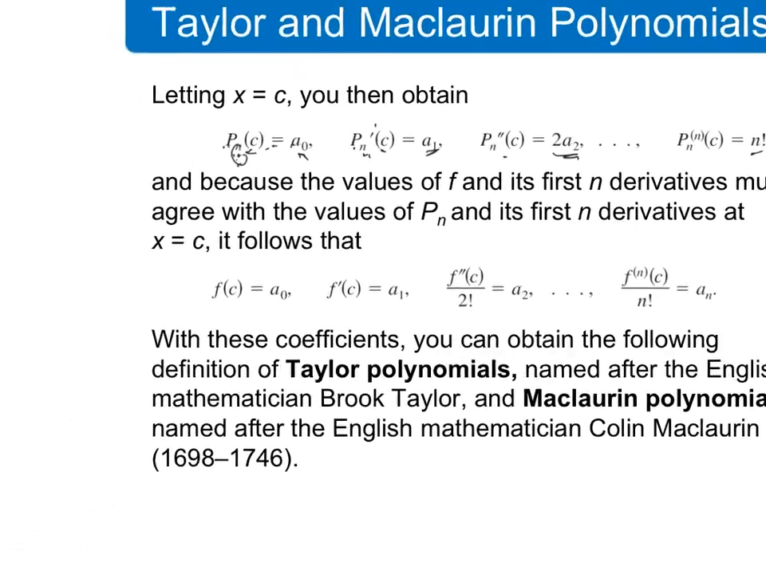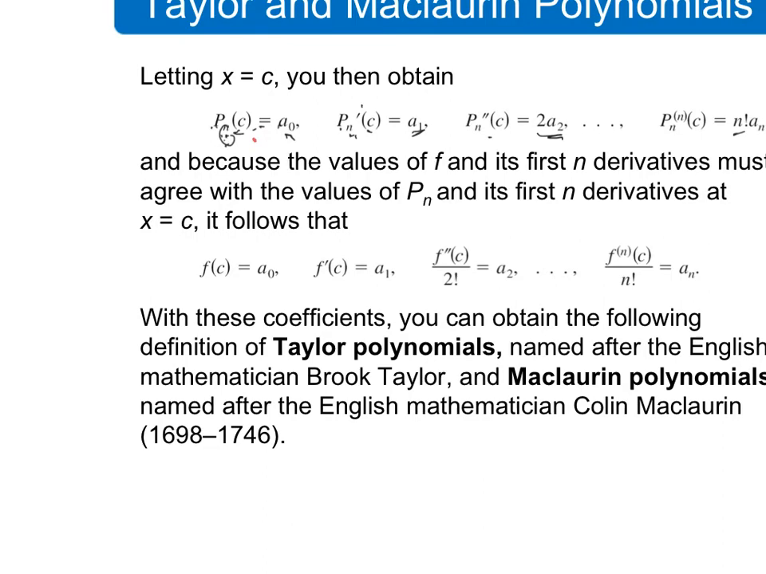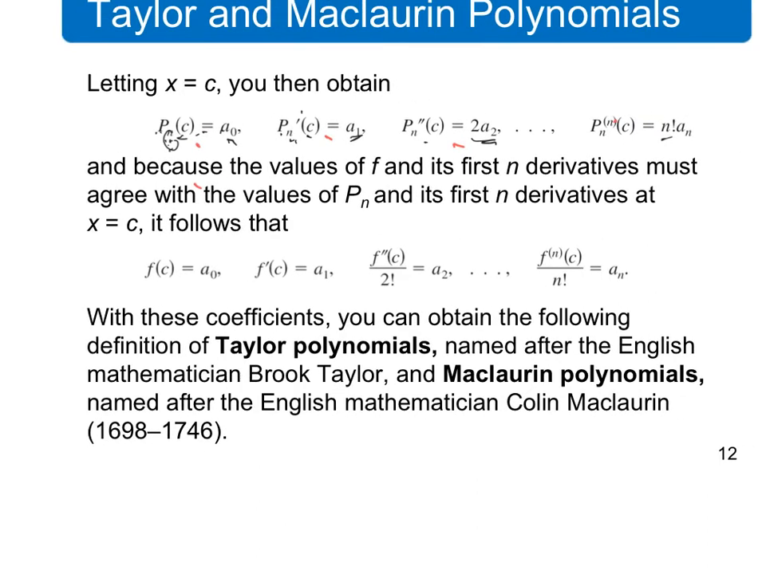All right, so that's helping you with the coefficients. And because the values of f and its first n derivatives must agree with the values of p and its first n derivatives, the first derivative, the second derivative has to match the second derivative of the polynomial and of the elementary function. The fourth derivative must match the fourth derivative of the function and the fourth derivative of the polynomial. It follows that, let me see here, what's he doing here?